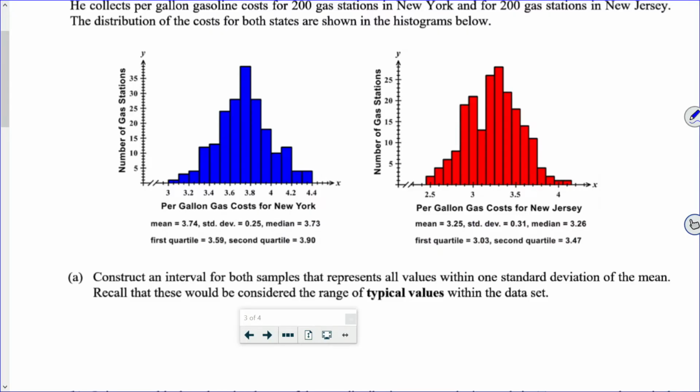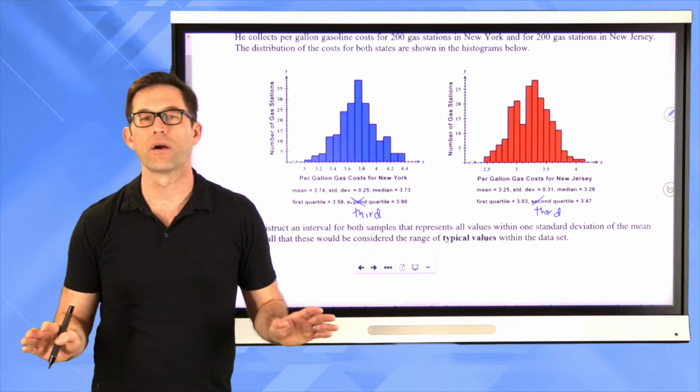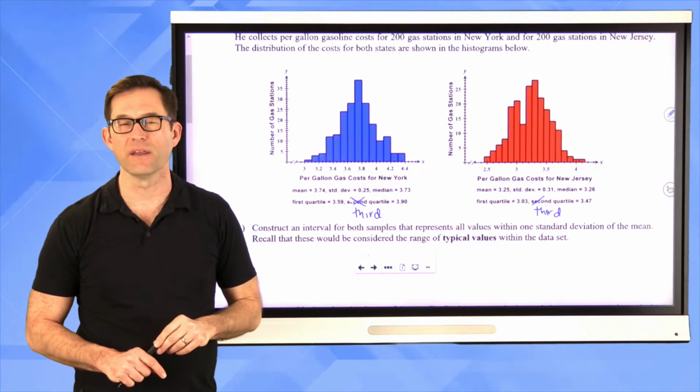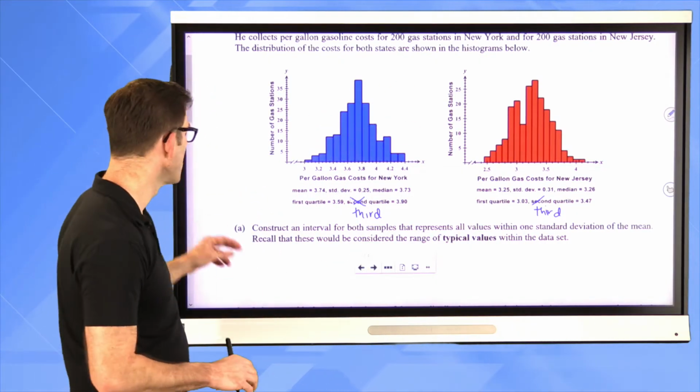So for New York, we've got a mean of 3.74. For New Jersey, a mean of 3.25, standard deviation of 0.25 and 0.31, medians of 3.73 and 3.26, and first and second quartile values. Those are actually the first and the third quartile values. I apologize for that. The second quartile values are just the medians. So those are my third quartile values, actually. So we've got all of these things for our two distributions, okay? And again, these are the kind of things that a statistics program can easily give us, so we don't need to particularly calculate them for ourselves.